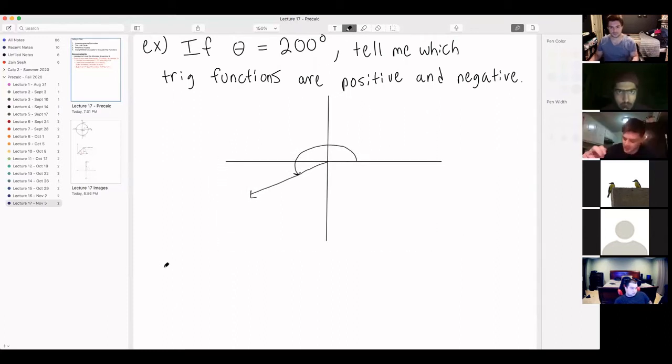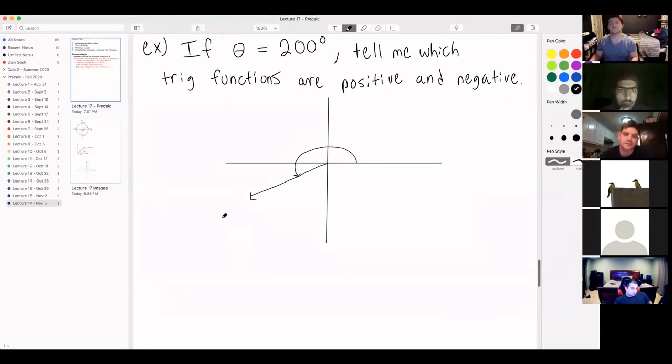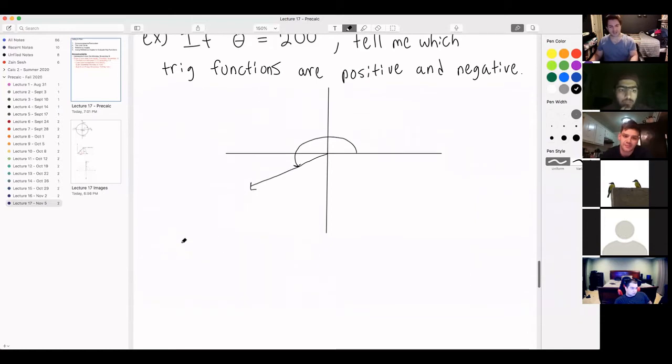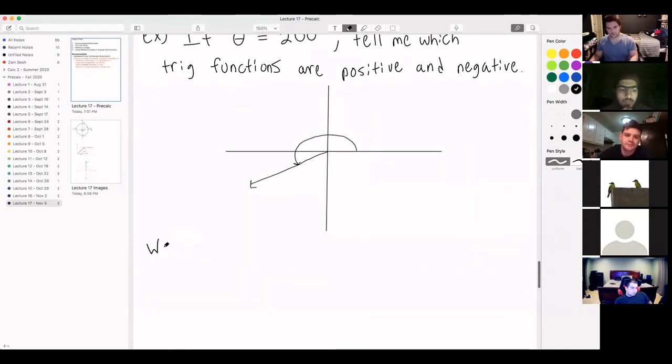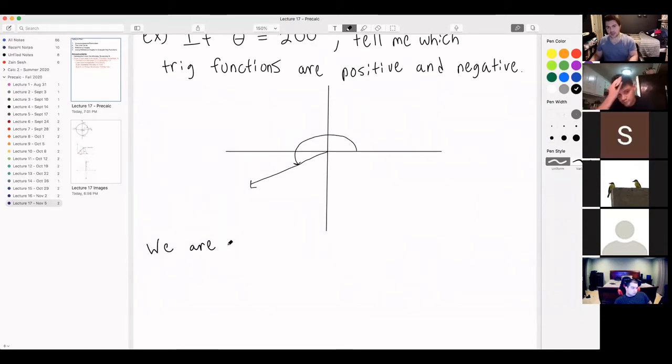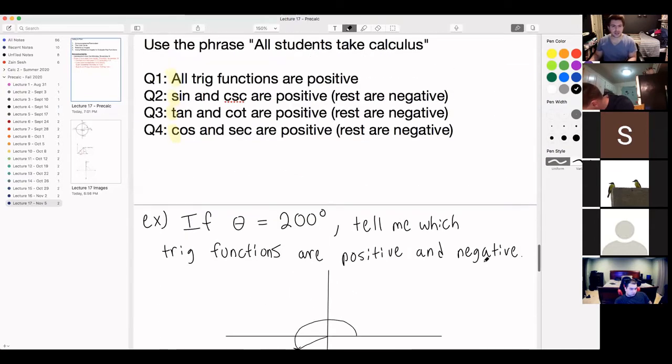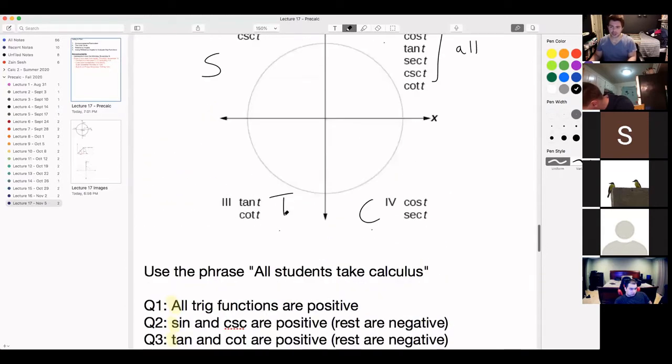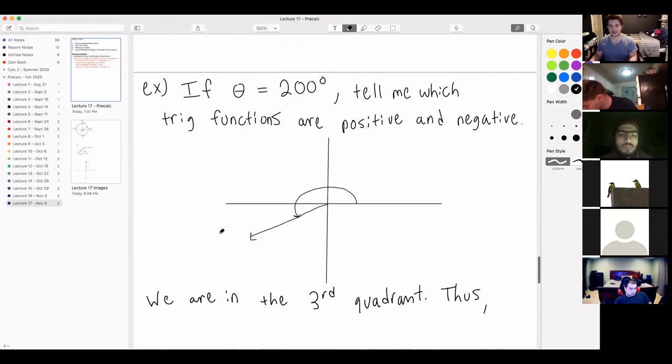So tangent and cotangent are positive because they're in quadrant 3, and everything else is negative. Excellent, excellent. So let me just start off by saying we are in the third quadrant. Very good. Thank you, Luke. Now we just need to look at our quadrant 3. So we have this nice little diagram. I know that tangent and cotangent will be positive. Beautiful. Rest are negative. Excellent.